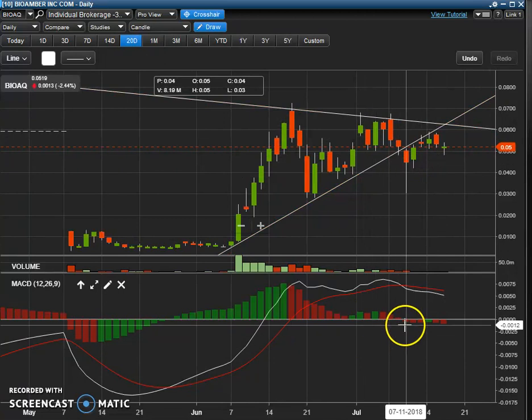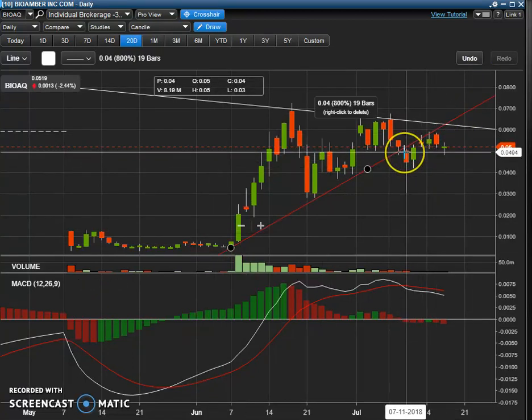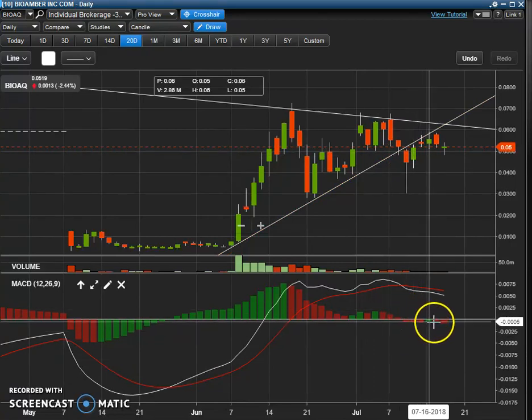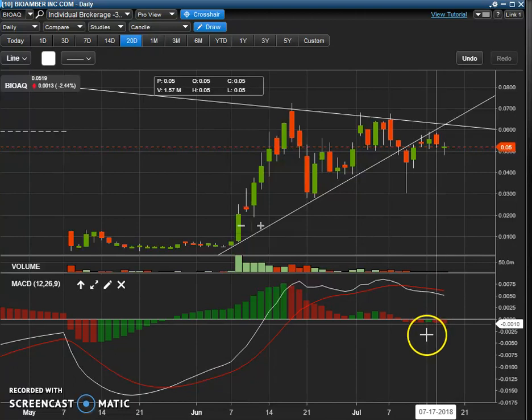That didn't happen here, and you see the MACD finally negative. So what does that mean? Well, the uptrend became the resistance for BIOAQ. And you see it's negative, negative, negative, negative, negative on the MACD histogram down here.